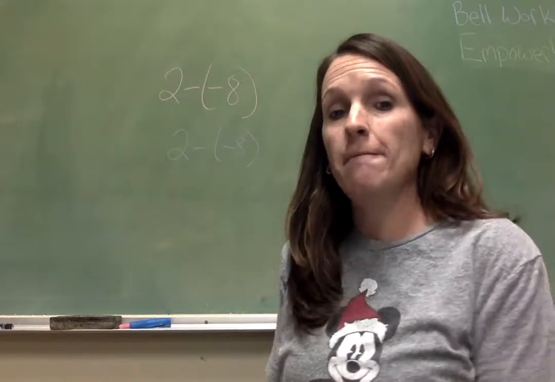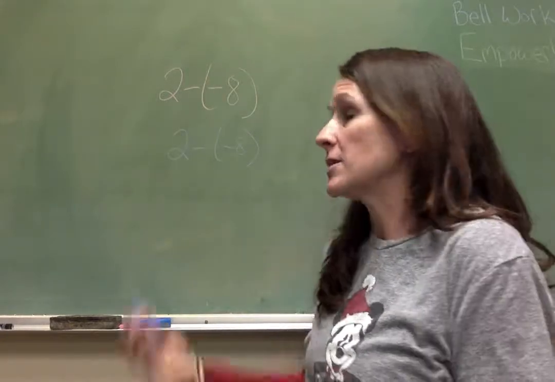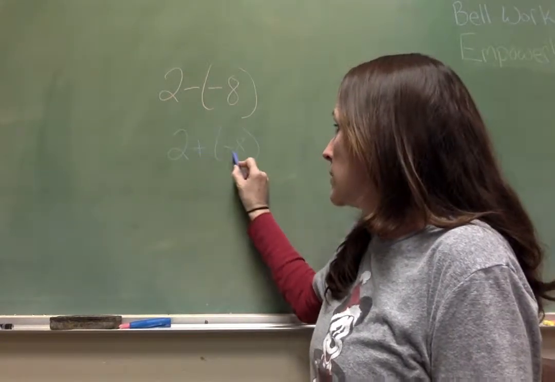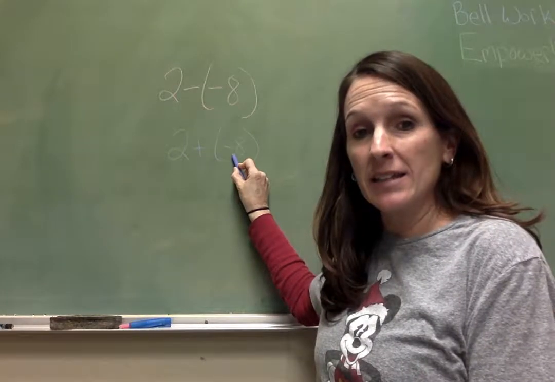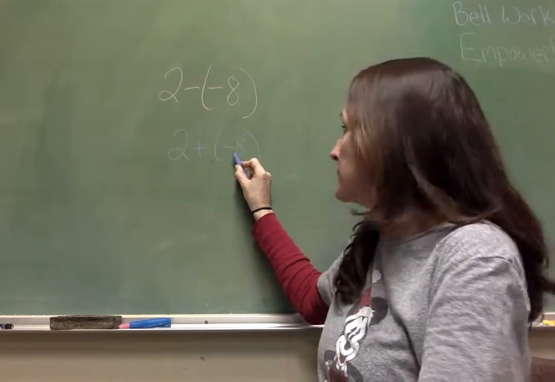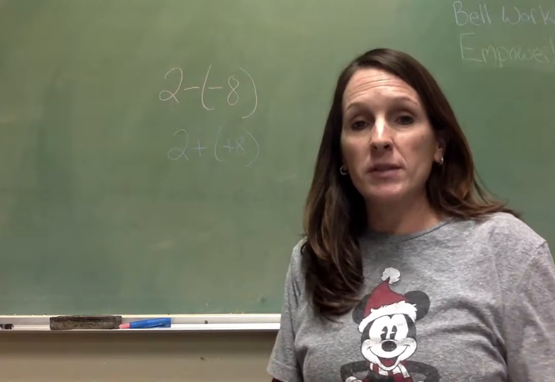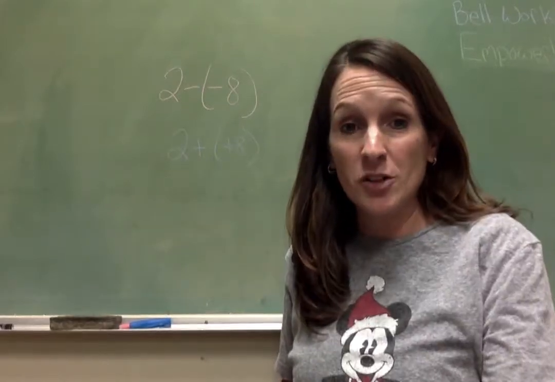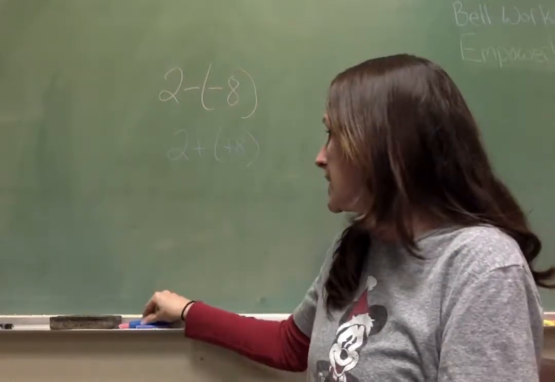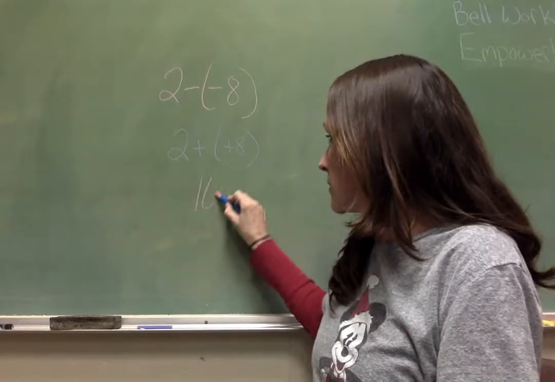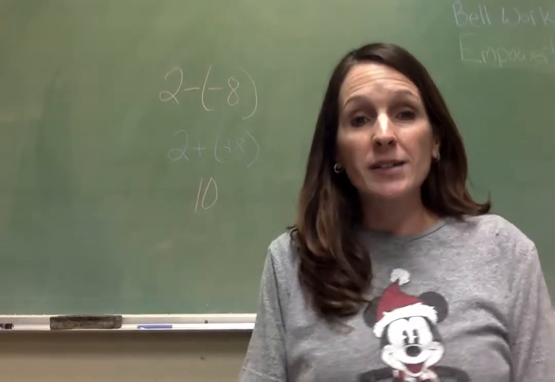The rule says what? Add the opposite. So I'm going to change it to add. The opposite of negative 8 is positive 8. And now I have a problem that says 2 plus 8. That's easy. You've been doing that since kindergarten too. 2 plus 8 is 10. And that is how you subtract with integers.